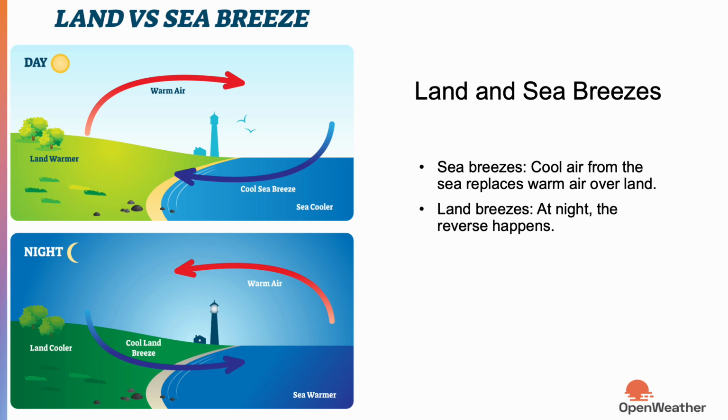Local winds, like sea breezes, are caused by temperature differences between land and sea. During the day, land heats up faster than the sea, causing air to rise over the land and cooler air from the sea to flow in, creating a breeze.